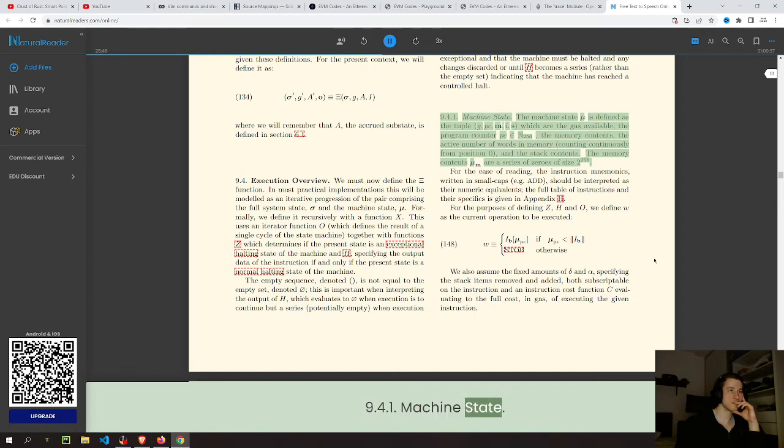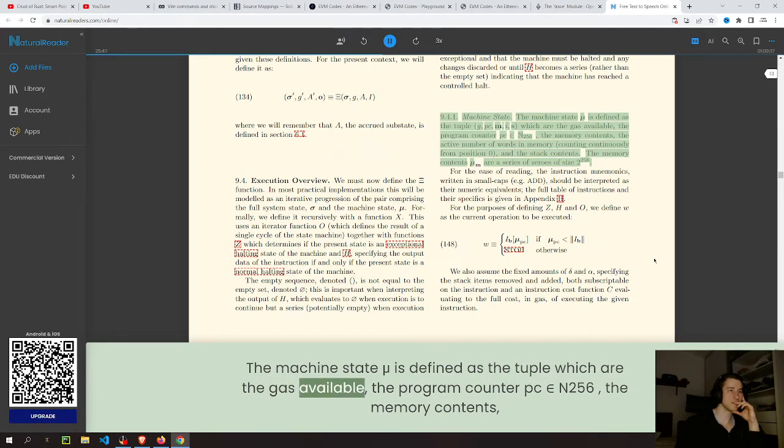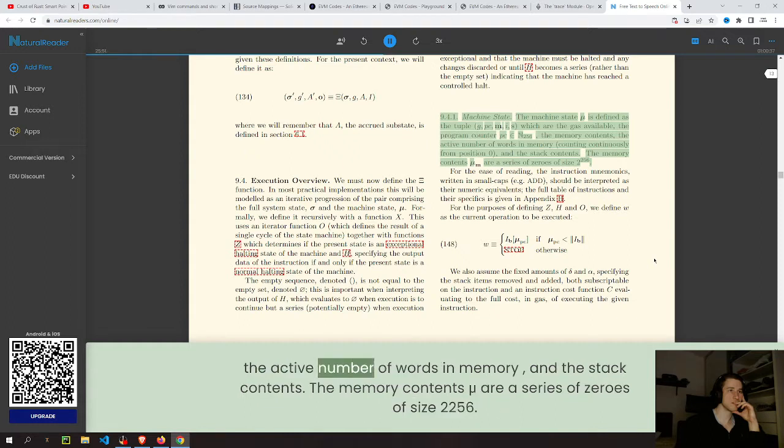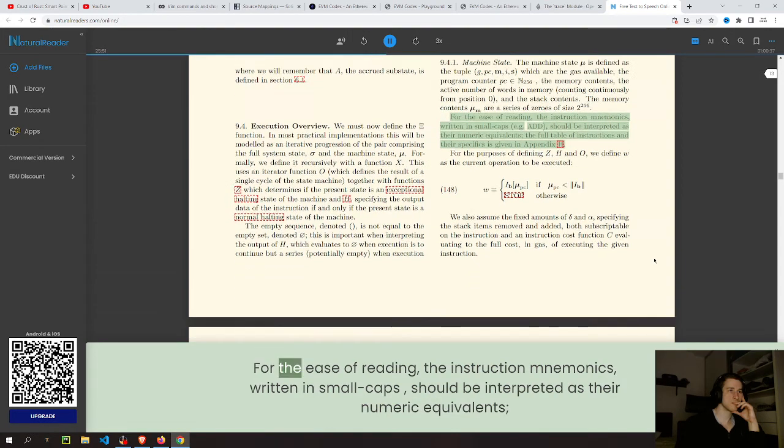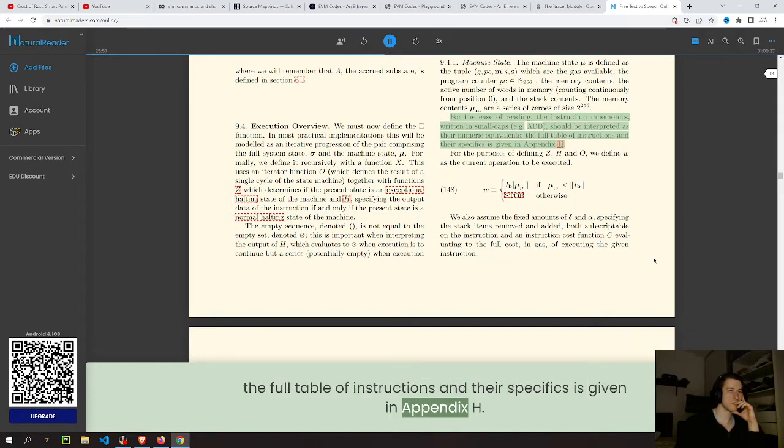9.4.1 Machine state. The machine state mu is defined as the tuple which are the gas available, the program counter PC set membership symbol N256, the memory contents, the active number of words in memory, and the stack contents. The memory contents mu are a series of zeros of size 2256. For the ease of reading, the instruction mnemonics, written in small caps, should be interpreted as their numeric equivalents. The full table of instructions and their specifics is given in Appendix H.